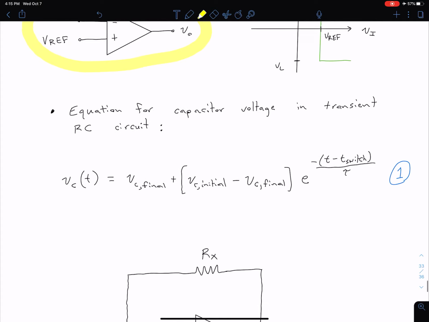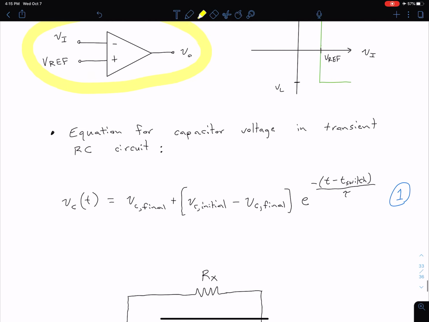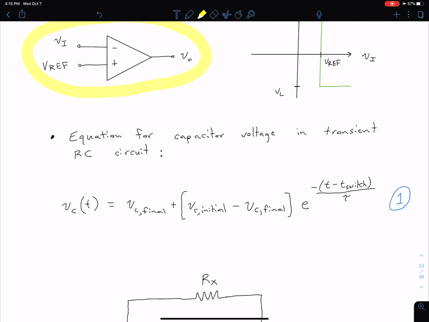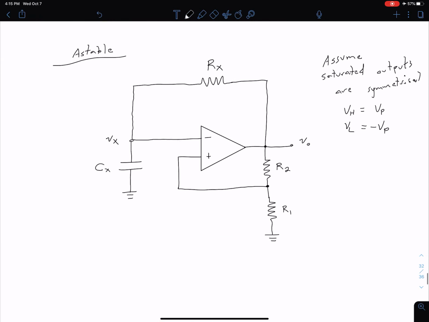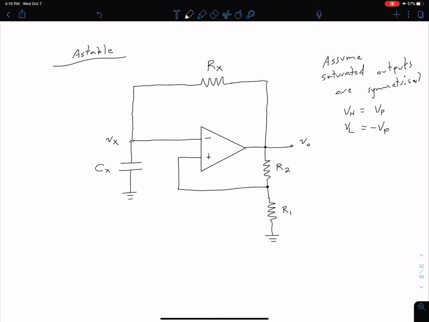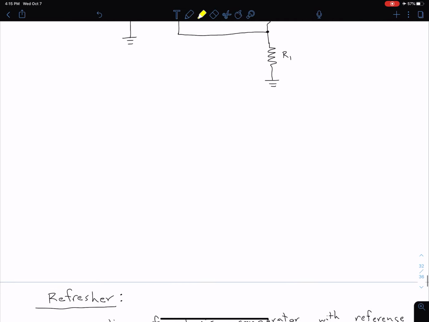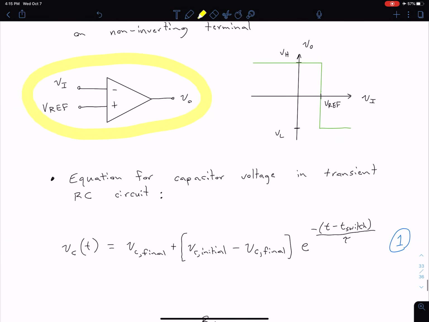The second piece of review is the capacitor voltage for a transient RC circuit. That's relevant because we have this capacitor here, and based on behavior we've seen in our 555, we can imagine that this is going to be charging and discharging based on some time constant. Of course we'll get to that exact derivation in a little bit.